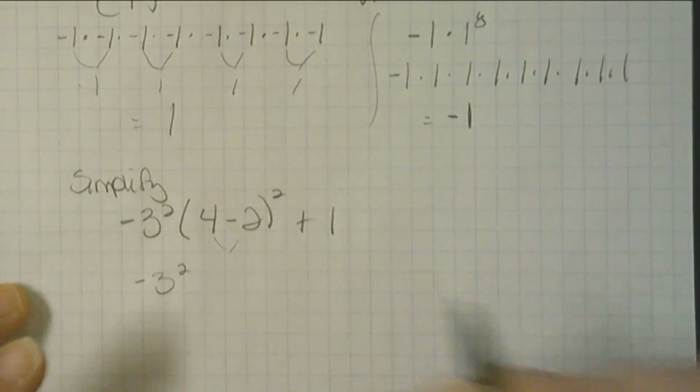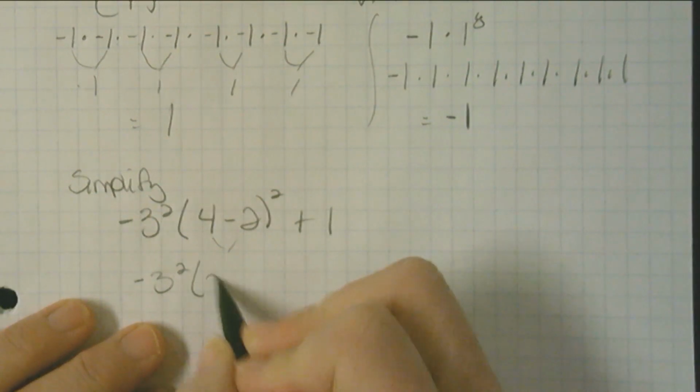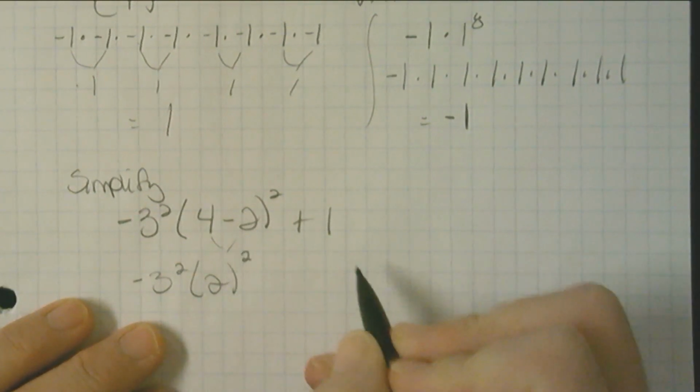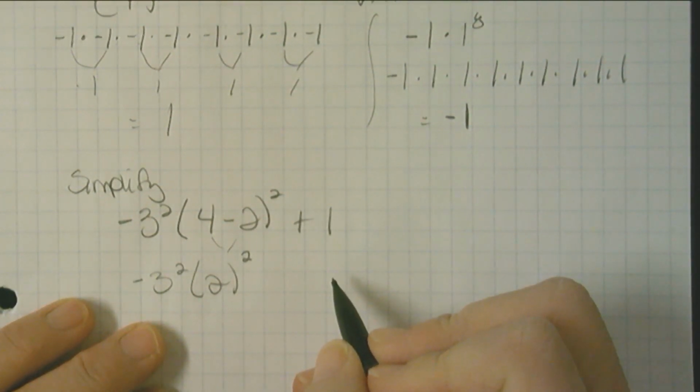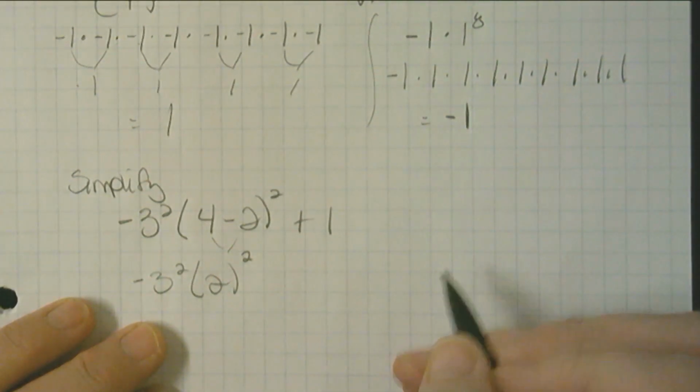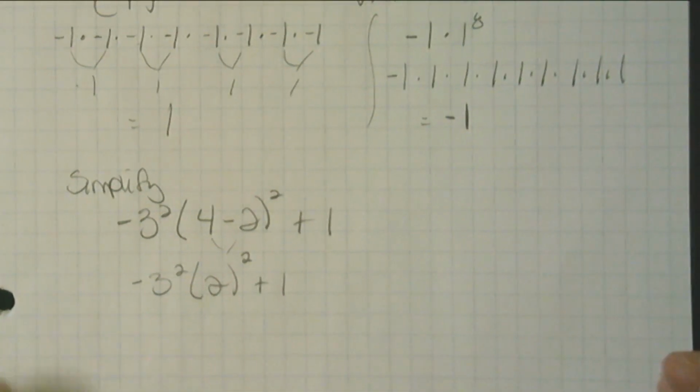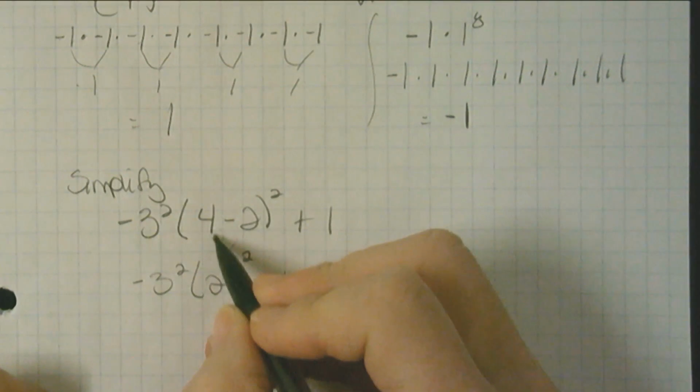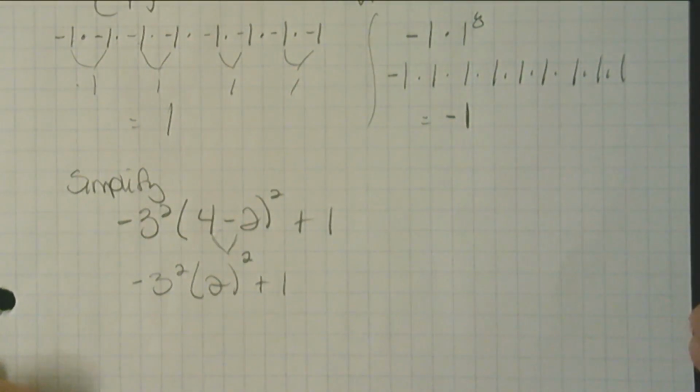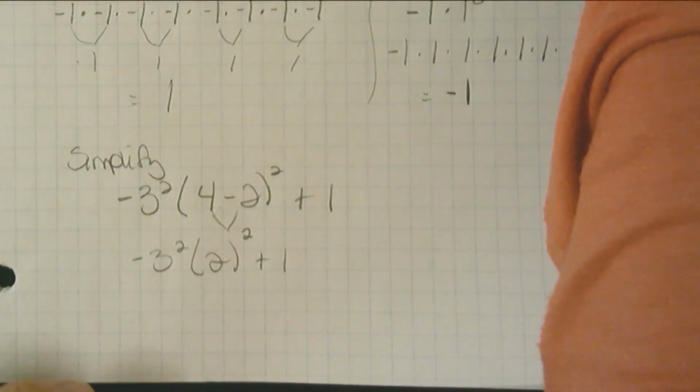So hang on. I have 4 minus 2, which is 2, to the second power. No, I'm not adding it to 1. I can't add it to 1. I still have a power there. Plus 1, right? So I did my parentheses work. In order of operations, what's the next thing I have to do?